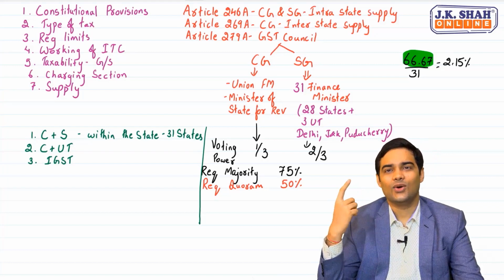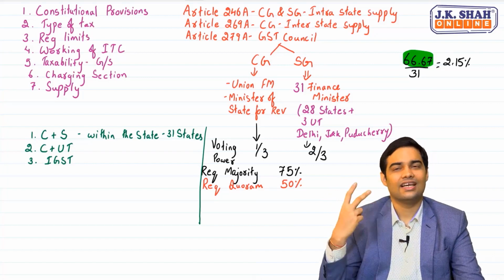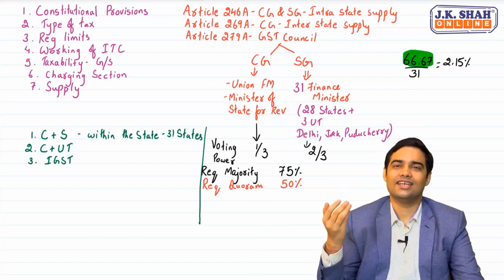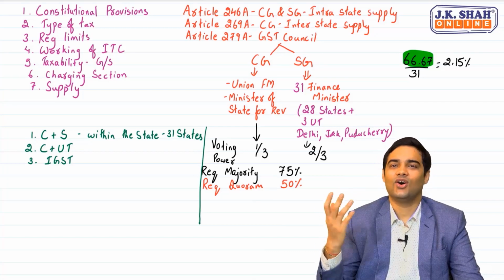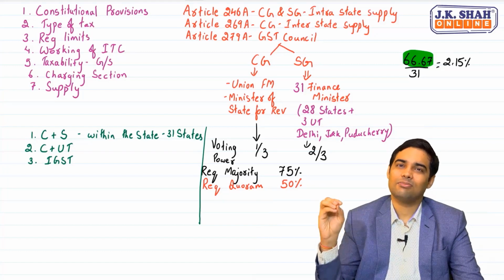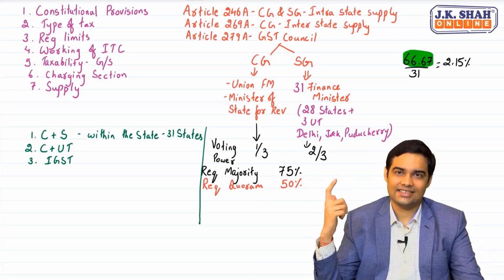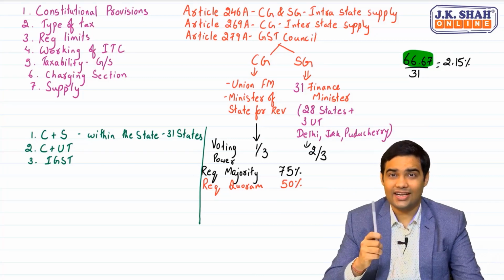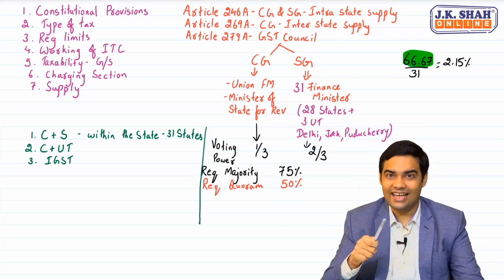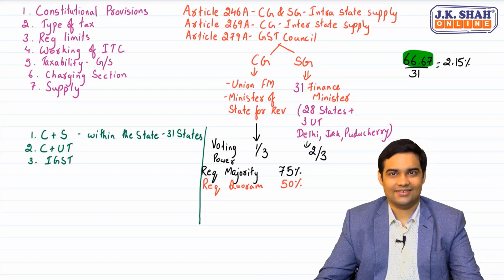Two things: location of supplier and place of supply. Where is this consumed? Based on these two things, we decide whether it is C plus S, C plus UT or IGST. For instance, if the location of supplier is in Bangalore, consumption is also in Bangalore, then it would be a case of CGST plus SGST. Clear? Don't forget, if both of these are in Delhi, then also C plus S, because Delhi for the purpose of GST would be regarded as a state.